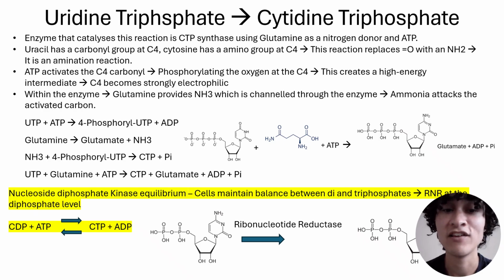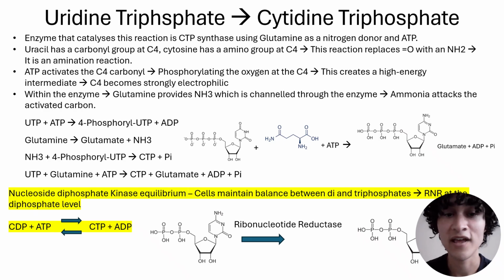Of course, we need ATP as a phosphate donor, because we need to activate that C4 carbonyl group to increase its electrophilic capabilities, to allow it to perform an electrophilic substitution reaction. So the phosphate is transferred from ATP, giving us ADP, and that phosphate group will form an intermediate. It will form our phosphoryl uridine triphosphate, if you like. That's a temporary intermediate.